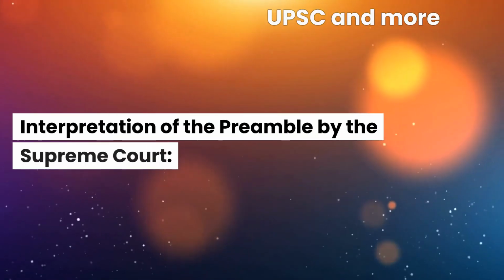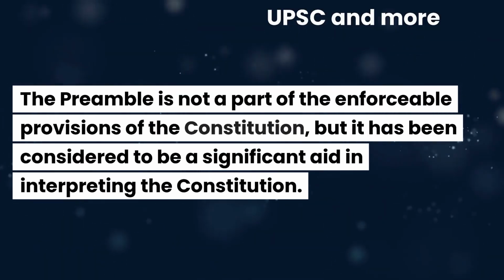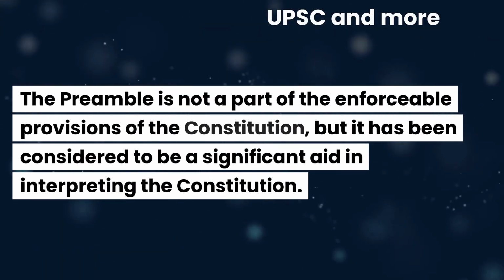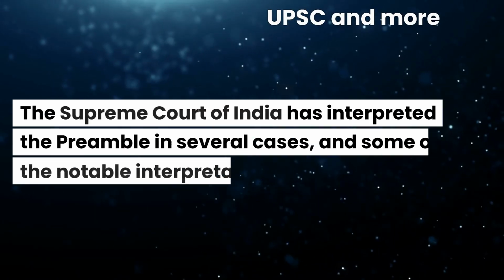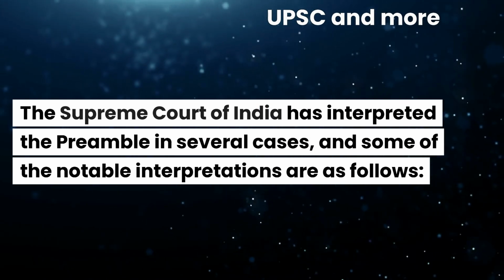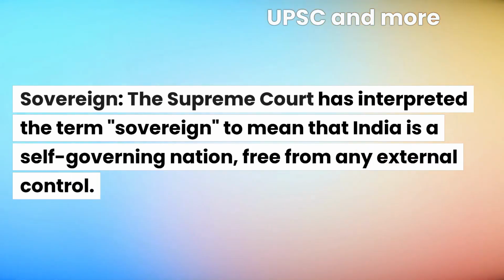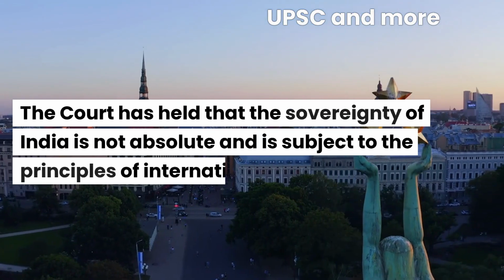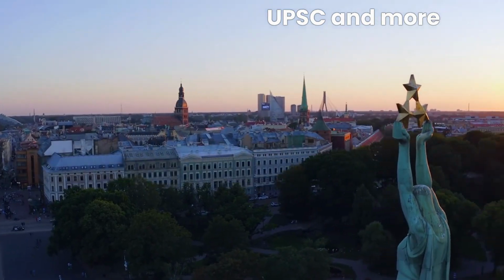Interpretation of the Preamble by the Supreme Court. The Preamble is not a part of the enforceable provisions of the Constitution, but it has been considered to be a significant aid in interpreting the Constitution. The Supreme Court of India has interpreted the Preamble in several cases, and some of the notable interpretations are as follows. Sovereign. The Supreme Court has interpreted the term sovereign to mean that India is a self-governing nation, free from any external control. The court has held that the sovereignty of India is not absolute and is subject to the principles of international law.